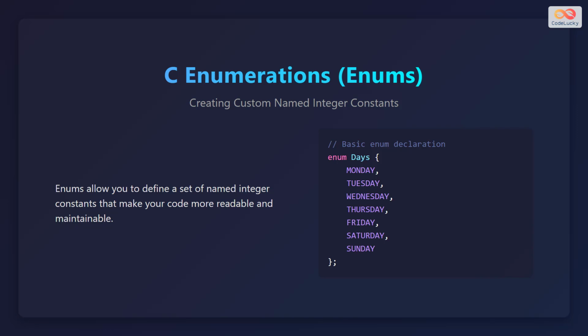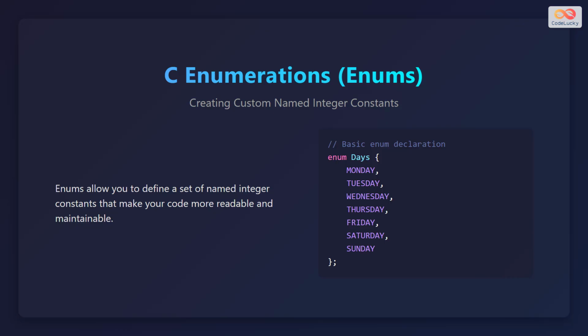In this video, we're going to explore enumerations, also known as enums, in the C programming language. Enums are a powerful feature that allows you to define a set of named integer constants. This makes your code more readable and easier to maintain. Let's dive in. Consider a basic enum declaration.